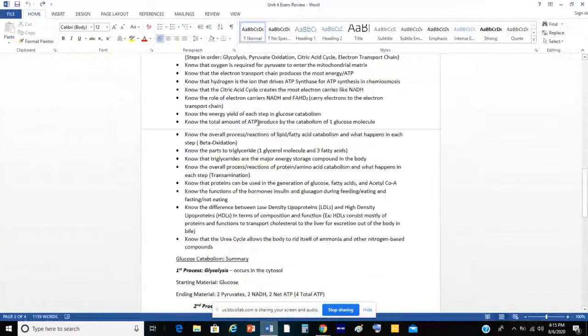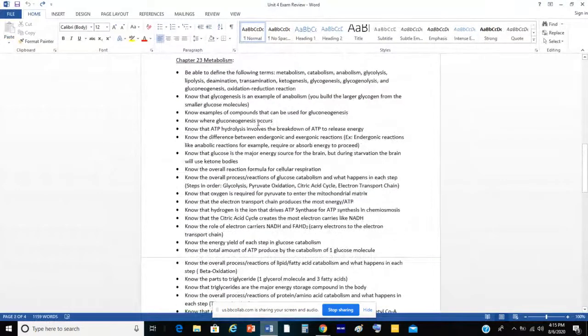Let's go back up now to the exam review. We got through glucose catabolism, so we can do a couple of these points. You've got to know where these things are occurring. We know how to break down sugar, but it turns out you can make sugar. It's called gluconeogenesis. You've got to know where. A major place where you make sugar, where gluconeogenesis occurs, is in the liver.